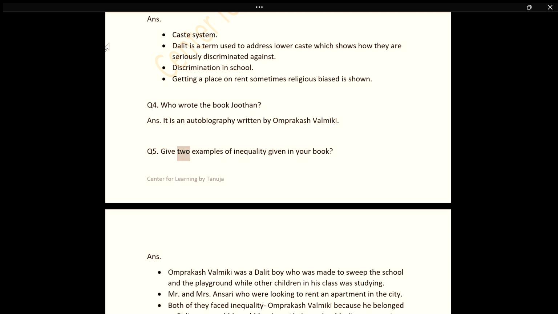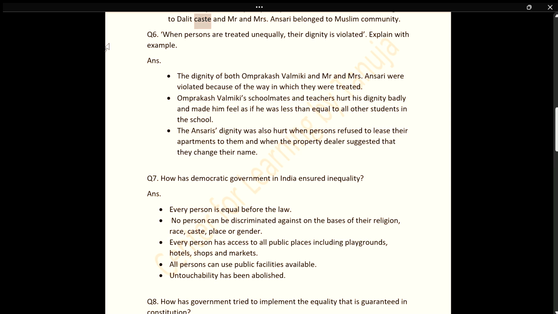Q5. Give 2 examples of inequality given in your book. Ans. Om Prakash Valmiki was a Dalit boy who was made to sweep the school and the playground while other children in his class were studying. Mr. and Mrs. Ansari were looking to rent an apartment in the city. Both of them faced inequality. Om Prakash Valmiki because he belonged to the Dalit caste, and Mr. and Mrs. Ansari because they belonged to the Muslim community.